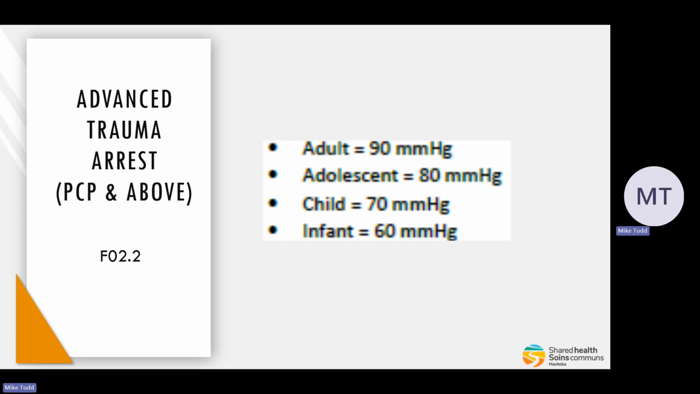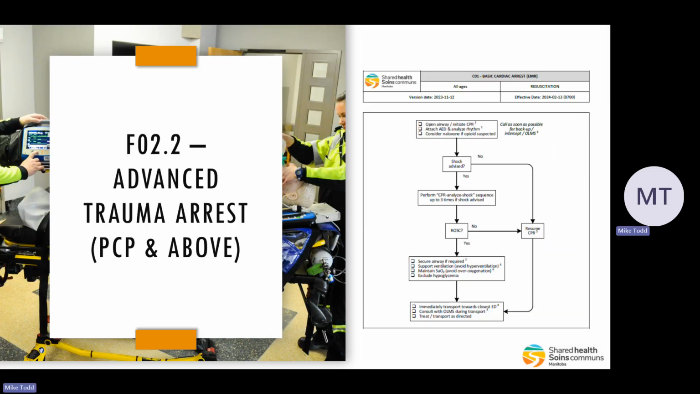And again, like I mentioned earlier, there is that regular vital signs reference document that you can look at if you're not sure of pediatric vital signs, or you can use a formula of 90 plus 2 times their age, and that would get you the normal systolic blood pressure for pediatrics. And that's F02.2, Advanced Trauma Arrest.